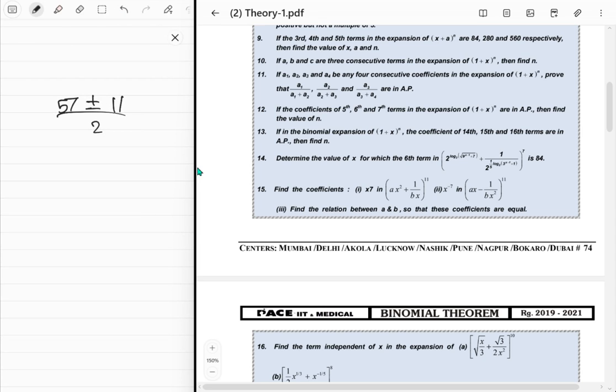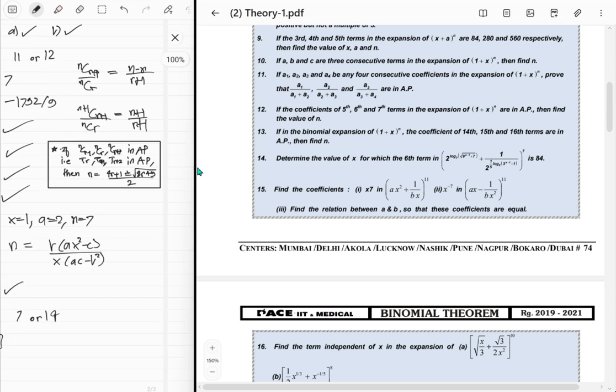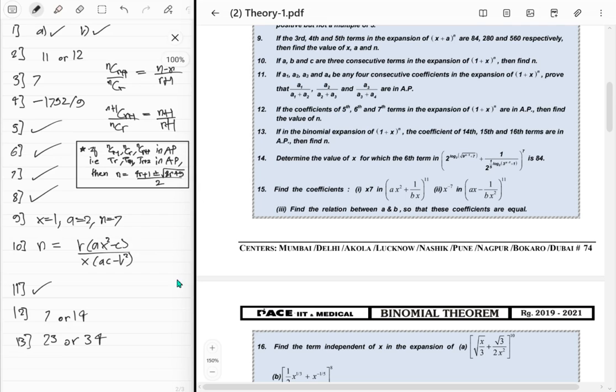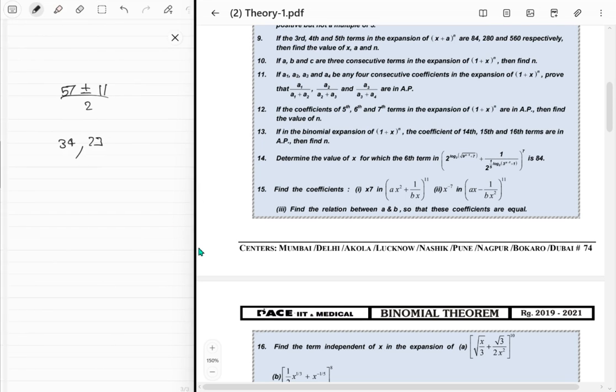So one thing would be 68 upon 2, I guess. So that's gonna be 34. And another thing would be minus 11, that's gonna be 46, and that amount is 23. So 23 and 34. This was fast, right? Instead of doing the whole thing, that would have given us errors as well. I don't know. So this was much faster.